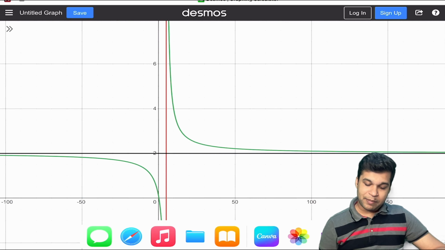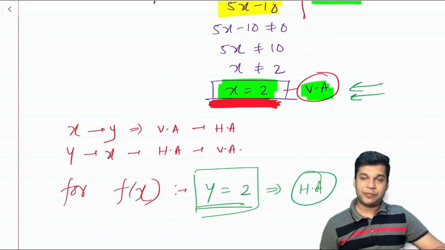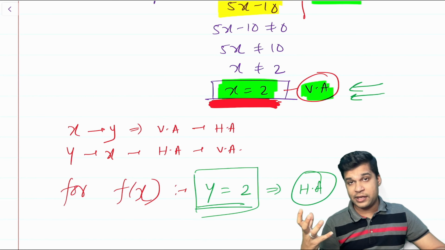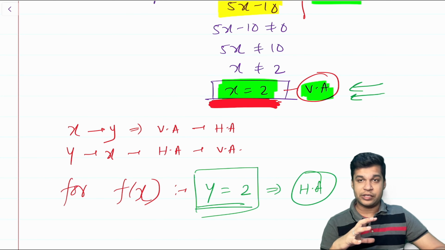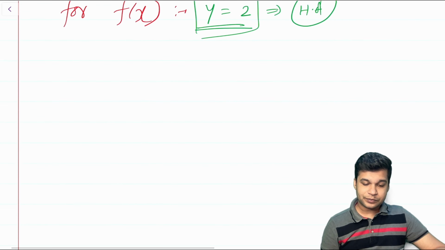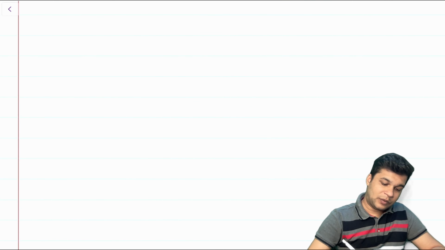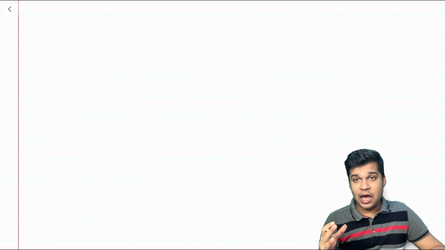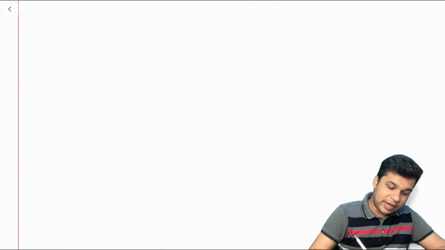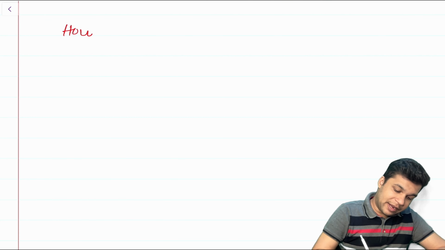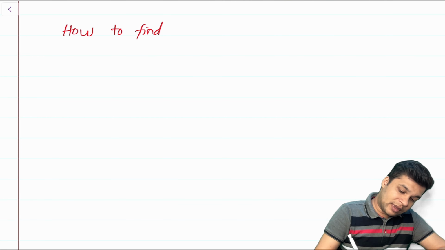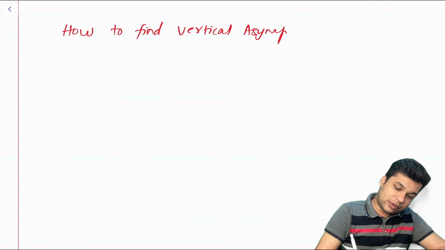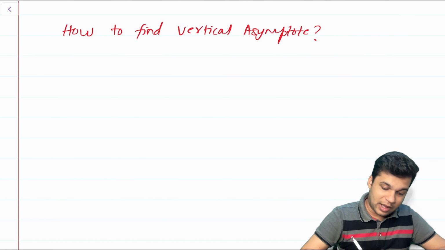So basically, my whole point of doing this was just to let you know what a vertical asymptote is and what a horizontal asymptote is. We can have an oblique asymptote as well. So now let us learn how to find vertical asymptotes. It's very easy, by the way.